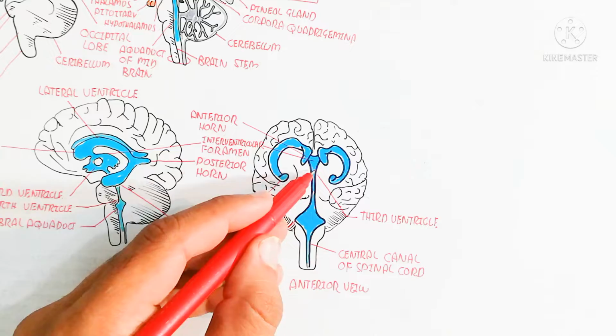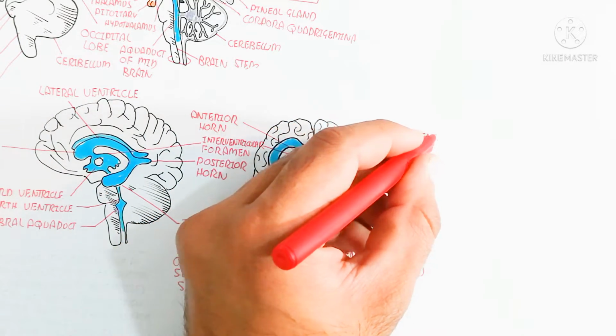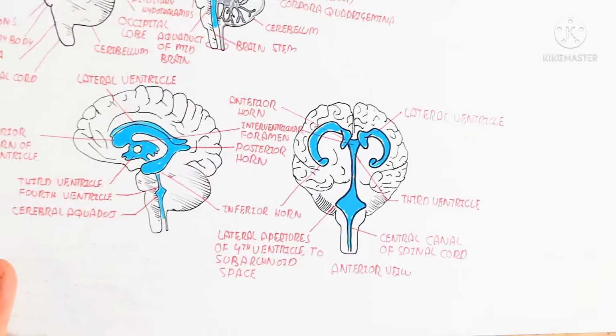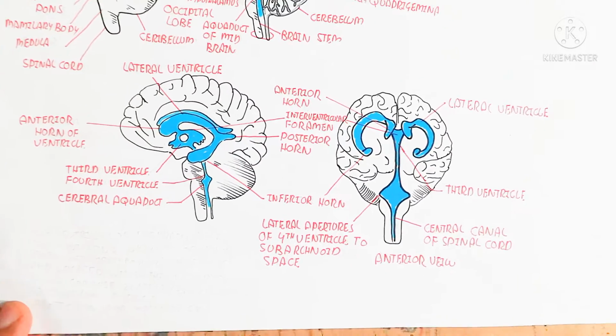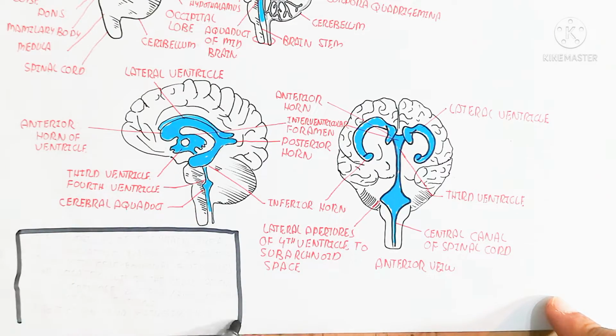So this is used for the nourishment. You can see this is the lateral ventricle, and this is the third ventricle. Anyhow, let's begin to understand the function of the ventricle.